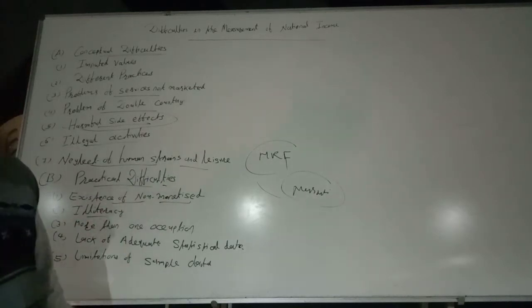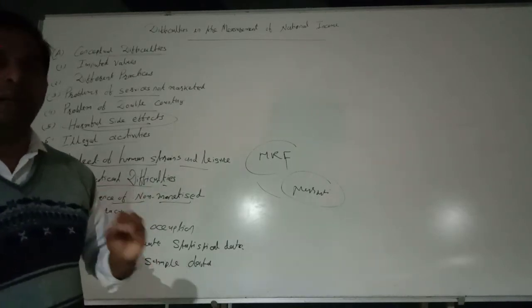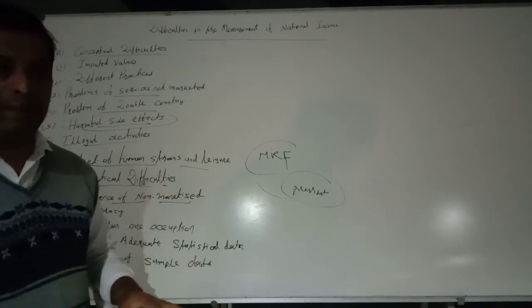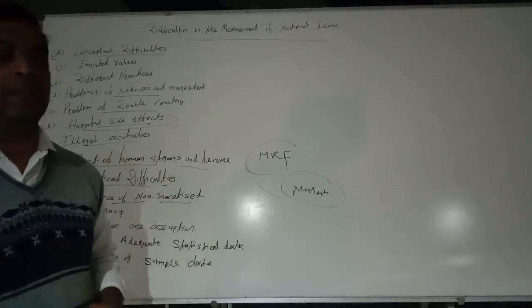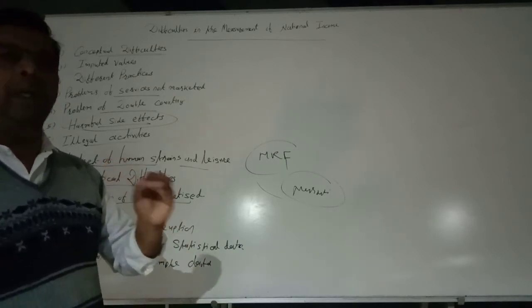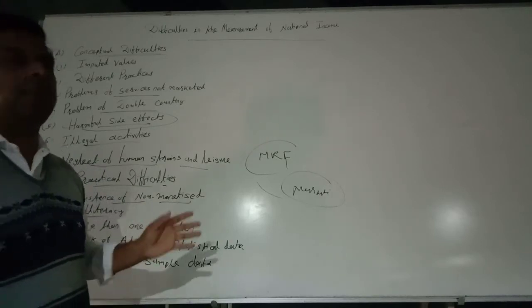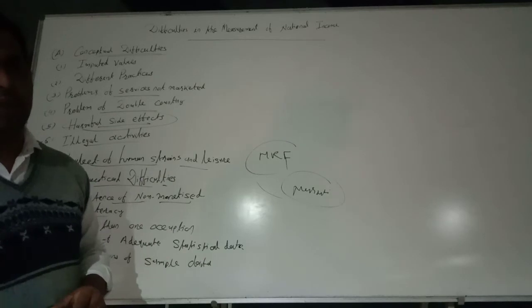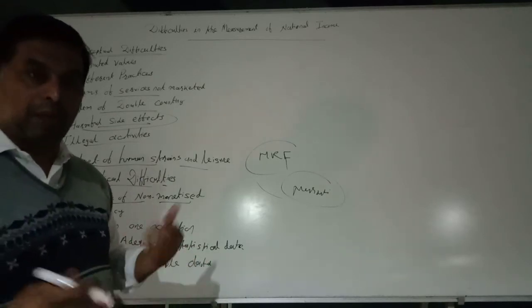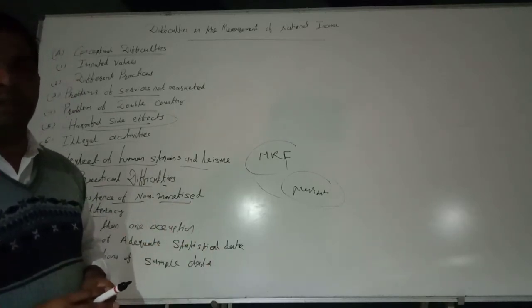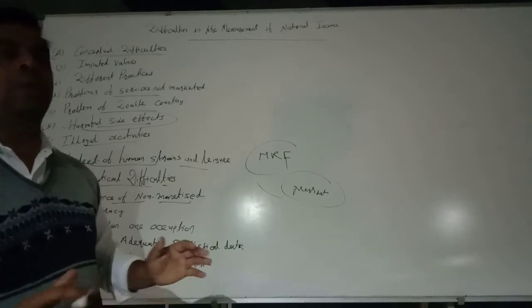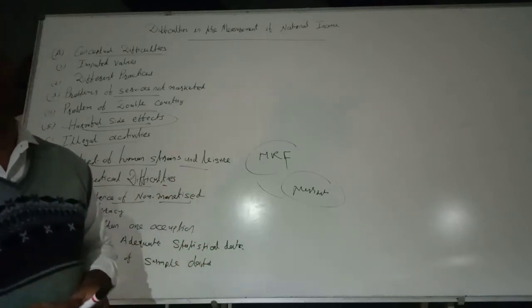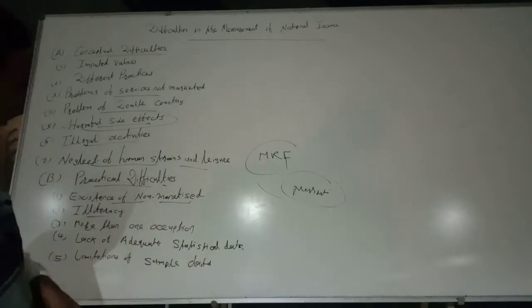Illiteracy is also a problem. Quite a good number of farmers and village manufacturers are illiterate or uneducated. So obviously they are not in a position to give the correct information. Okay, the National Income Committee and the investigators are not in a position to derive correct data from them. So this is also a limitation.